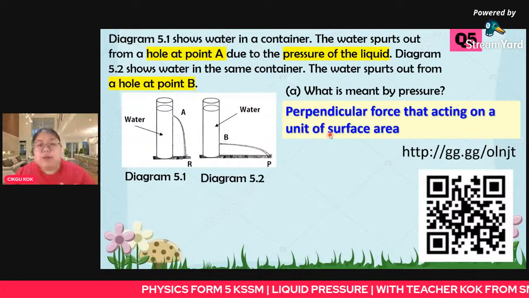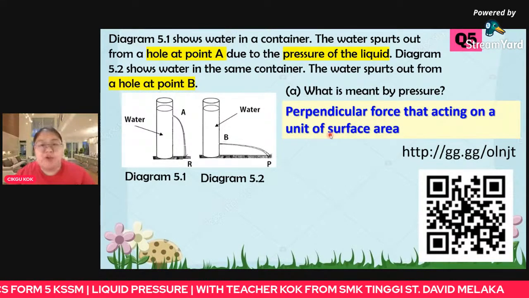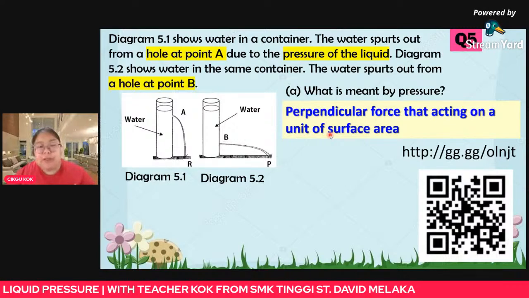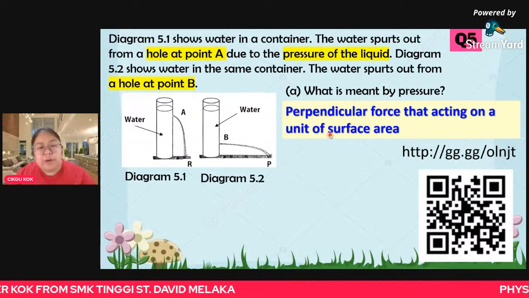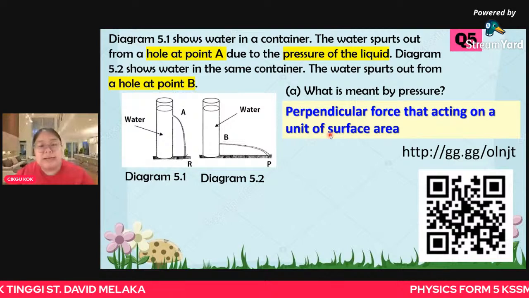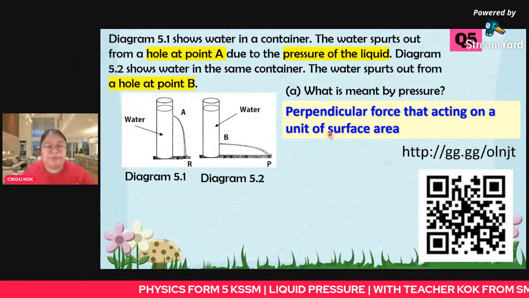So we don't have any definition for the liquid pressure. Rho h g, no. You don't mention the equation also. Important, you need to explain F over A using sentences, not using the symbols. Okay, that one is the definition for the pressure.